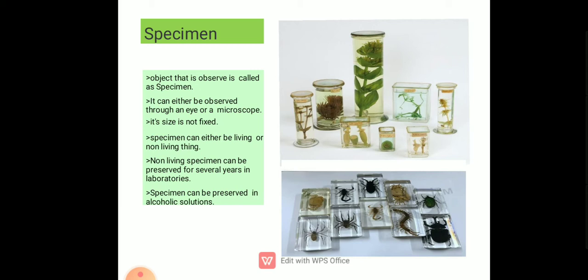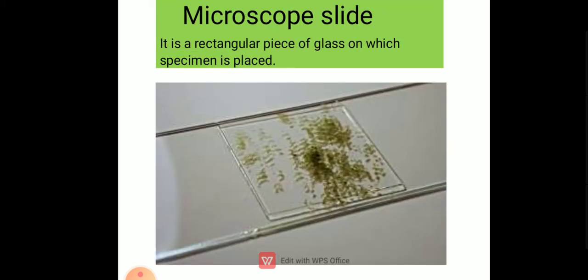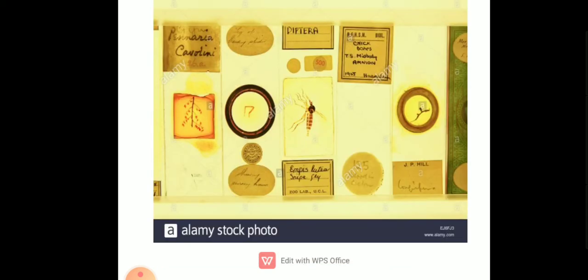Next is the microscope slide. It is a rectangular piece of glass on which the specimen is placed. Now you can see a part of the fungi placed here, and then we will observe it under the microscope. Furthermore, you can see some more specimens as well, like planaria and diptera.